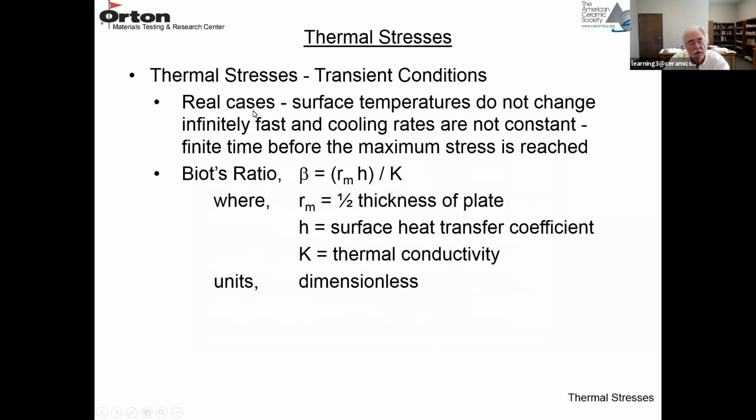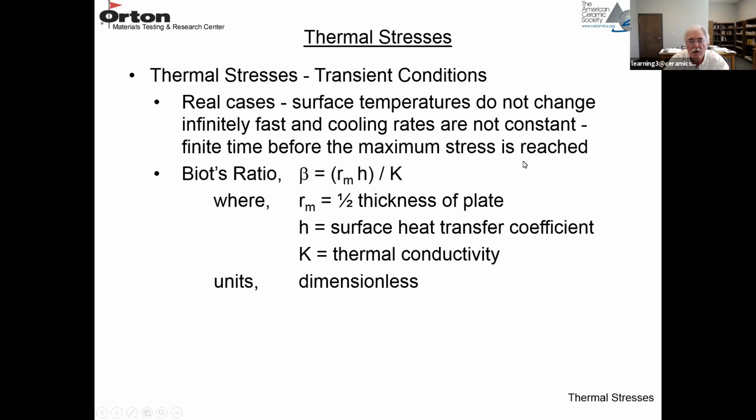So there were two cases: rapid quenching and quenching at a controlled constant rate. But in real situations, you try not to have rapid, severe quenching, and your quenching rates are not always constant. So the surface temperatures do not change infinitely fast for a rapid quench, and cooling rates are not constant. So in that case, you have some finite time before you reach a maximum stress.